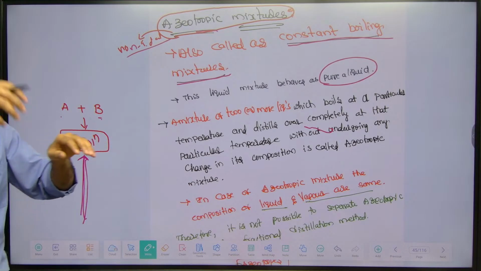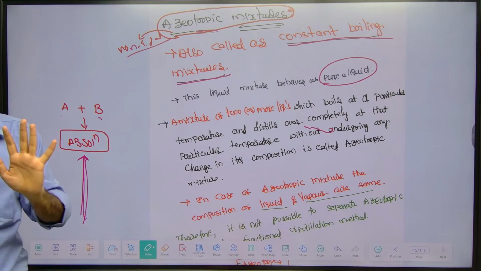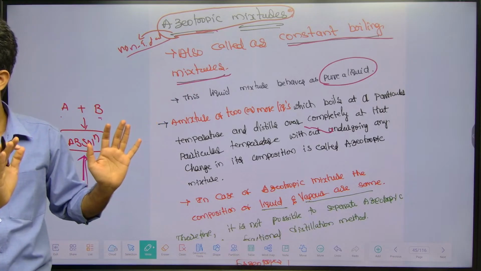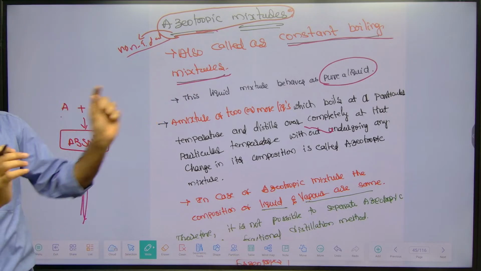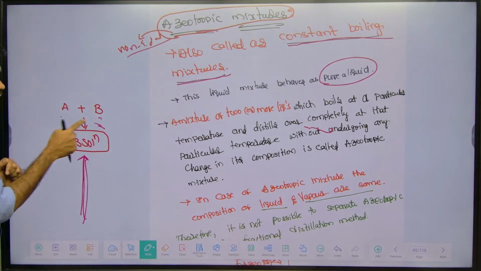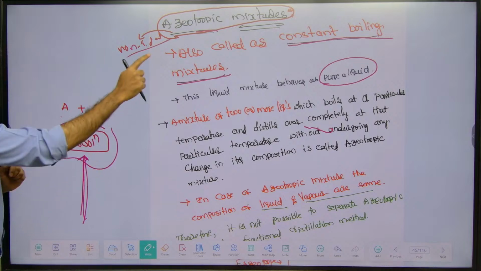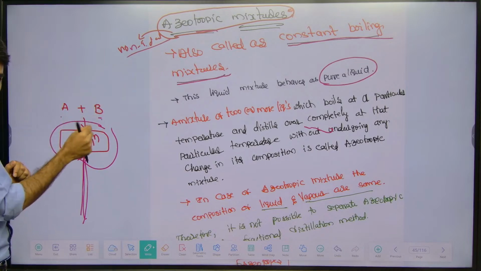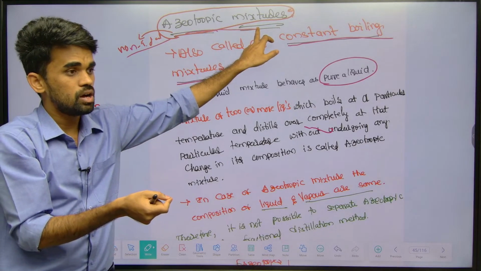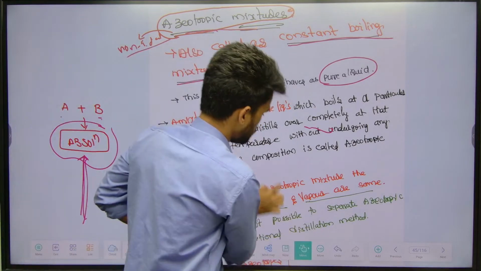Now, when I say azeotropic mixtures, these are also mixtures of two components. But if I try distillation, they do not distill. They behave like an individual solution. They get a special property: you cannot separate that type of mixture after boiling it. Those kinds of solutions are called azeotropic mixtures.